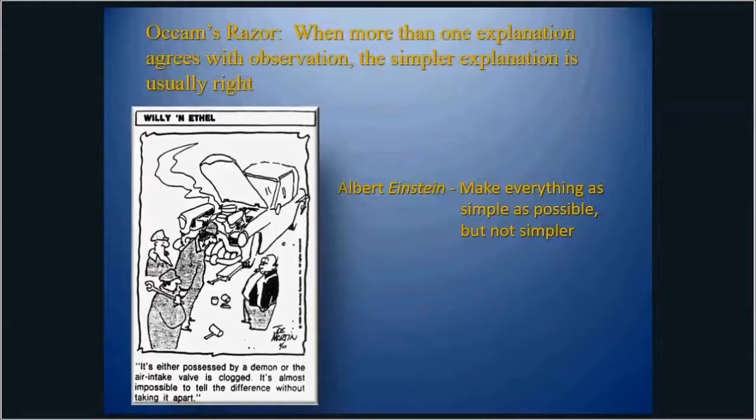Occam's razor states that when more than one explanation agrees with observation, the simpler explanation is usually right. And Albert Einstein stated, make everything as simple as possible, but not simpler.